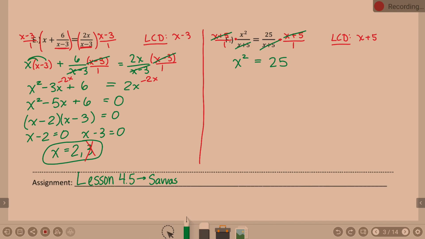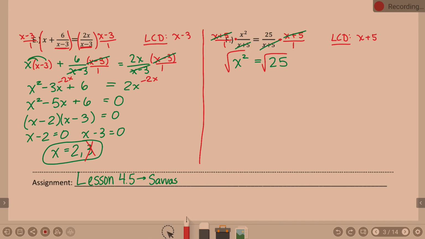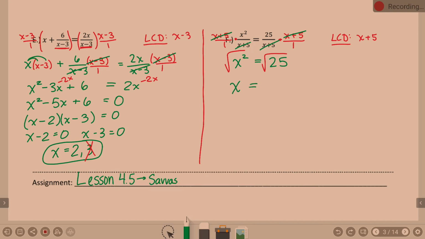How would you like to solve? We have 2 different options. It all depends on you and what you see. Could we just take the square root right here? Yes. The other option is, could we subtract the 25 and then factor it? Yes, that's the other option. But I am perfectly fine, when you have x squared equals a constant, just take the square root. Now, square root of x squared is x. What's the square root of 25? Plus or minus 5. You guys caught that, right? It's not just 5, it's plus or minus 5.